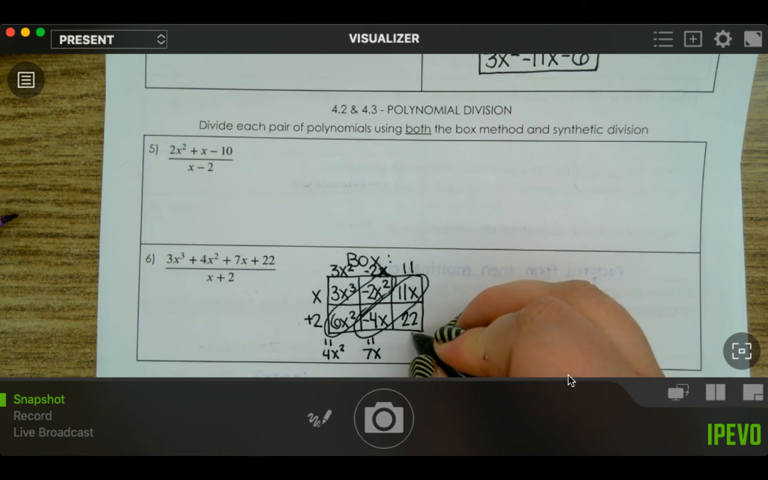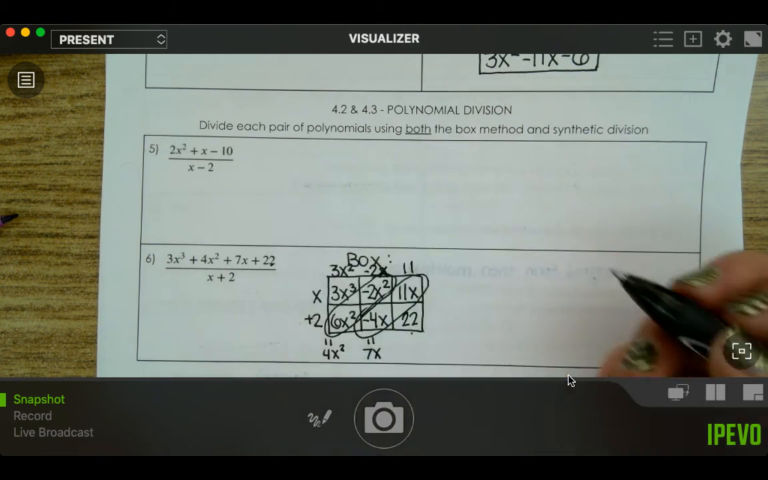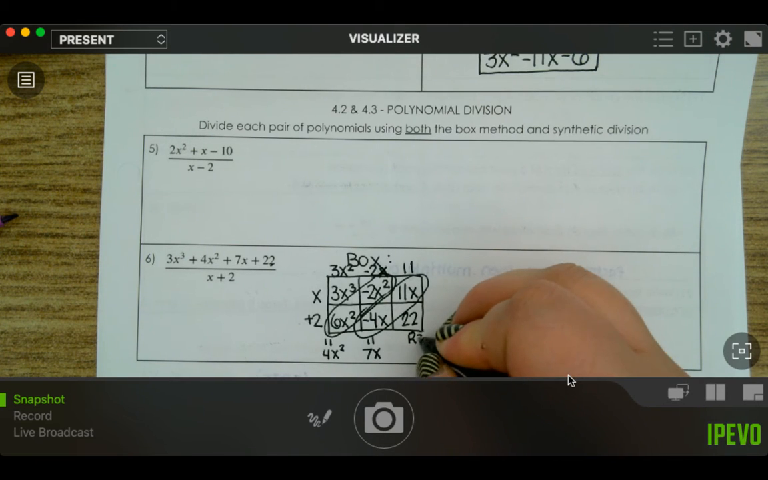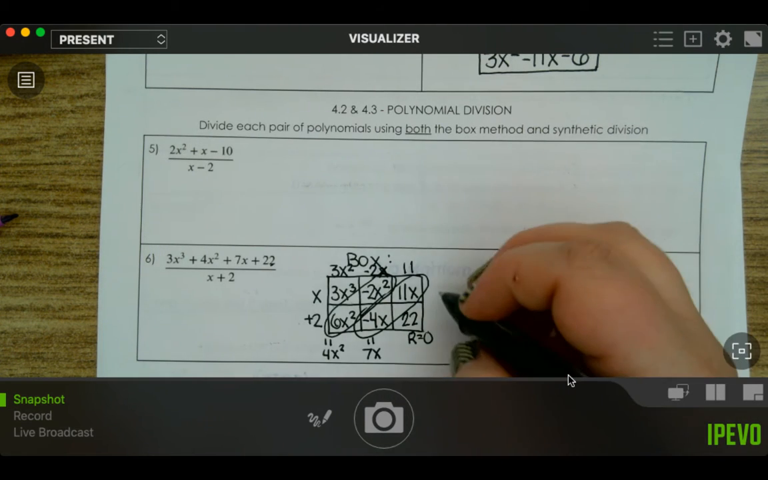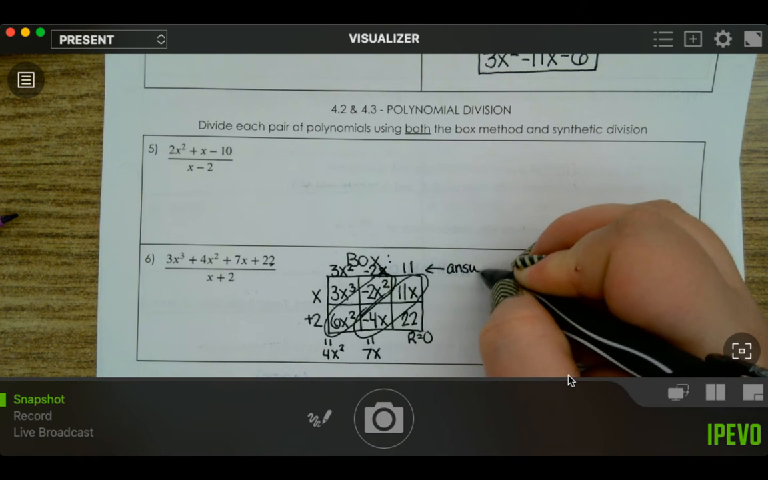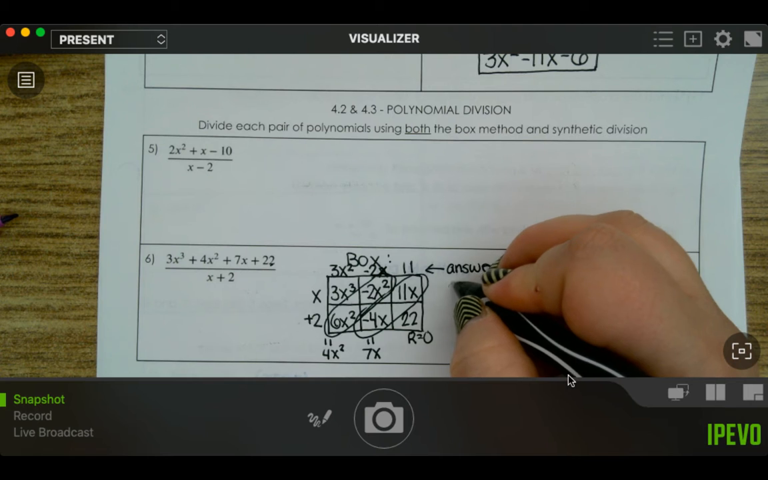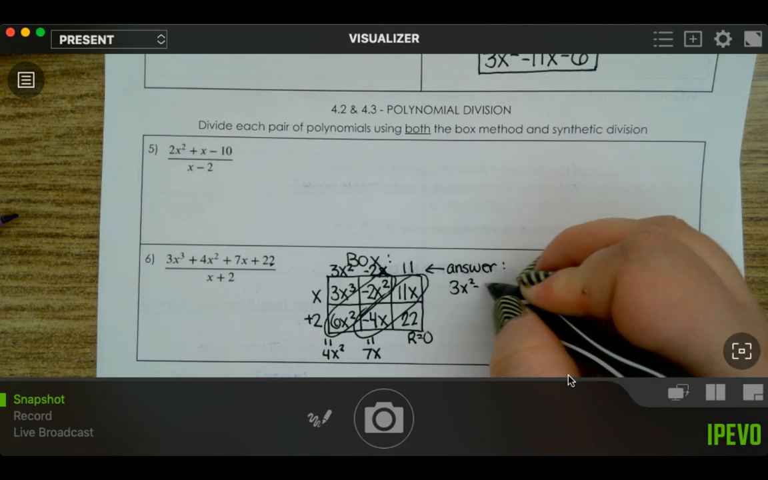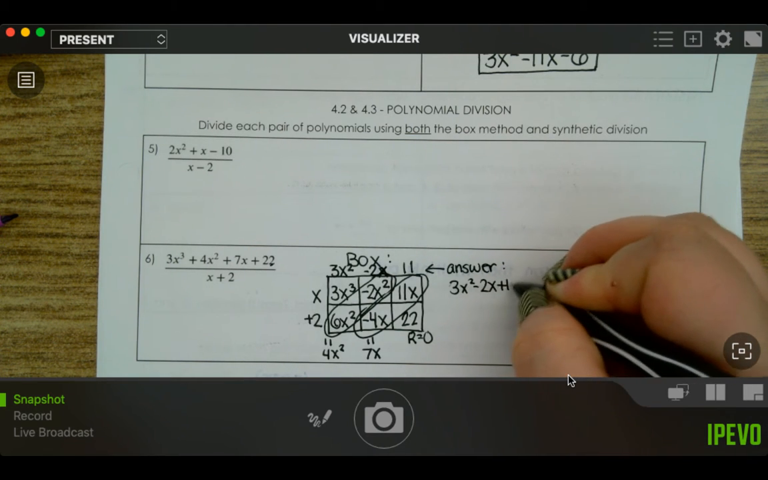If this number right here is the same as this number right here, your remainder is 0. And your answer is right here. 3x squared minus 2x plus 11.